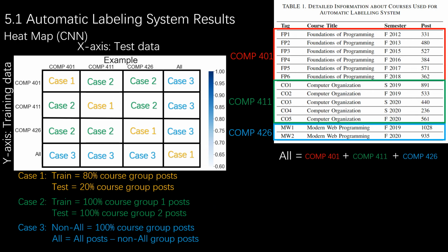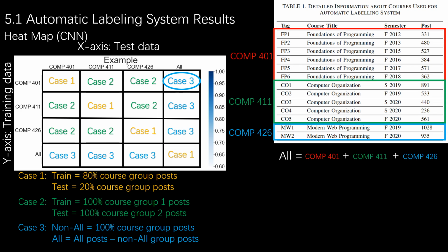The third case happens when either the training or the test data use all course groups. In this scenario, for the set that does not use all course groups, we directly use the group specified as a corresponding set with no data splitting. For the set that uses all course groups, we use all the posts except those in the group of the other set with no data splitting. This will ensure that there is no overlap between the training and test set.